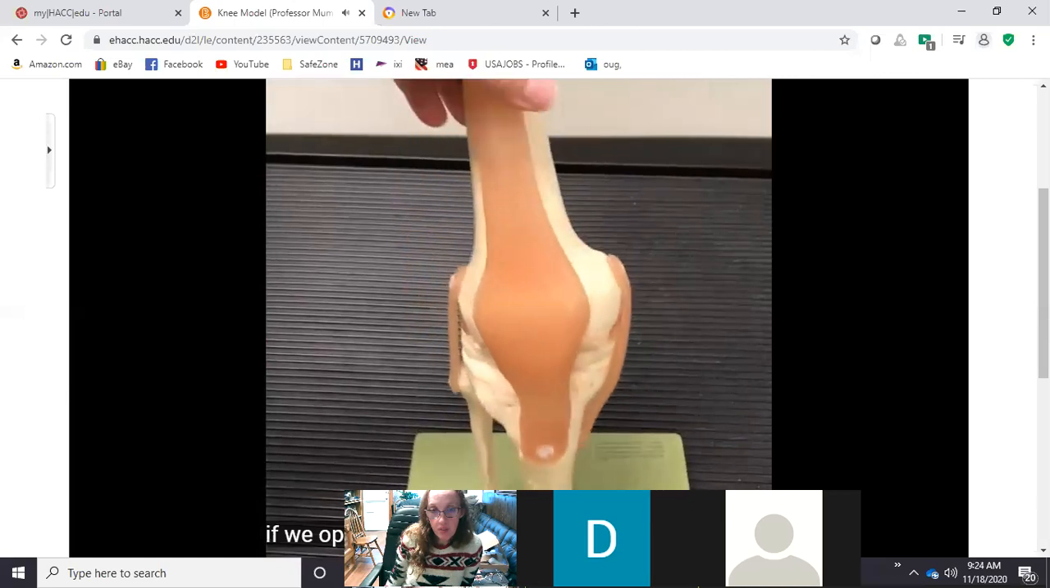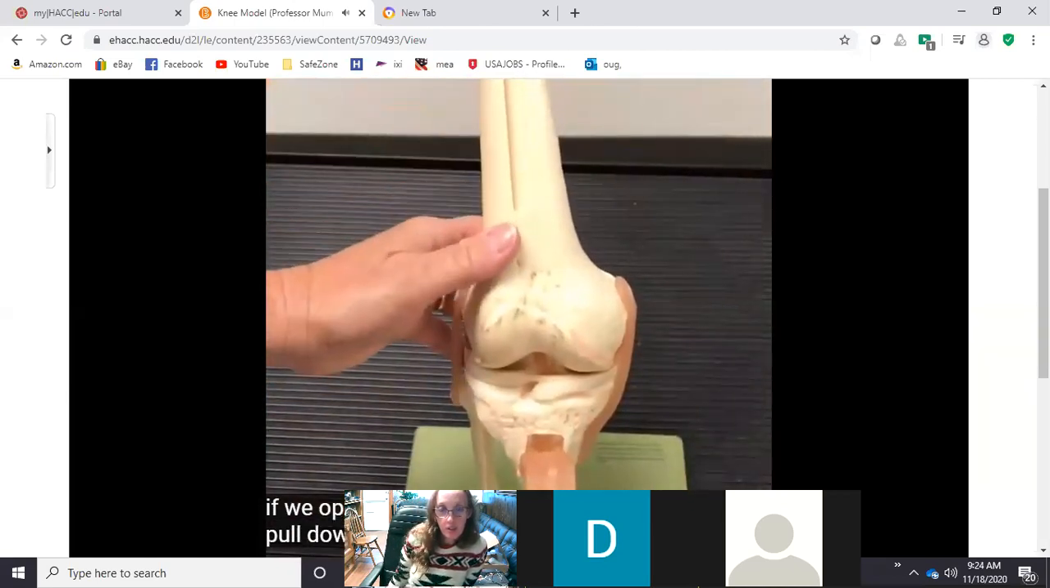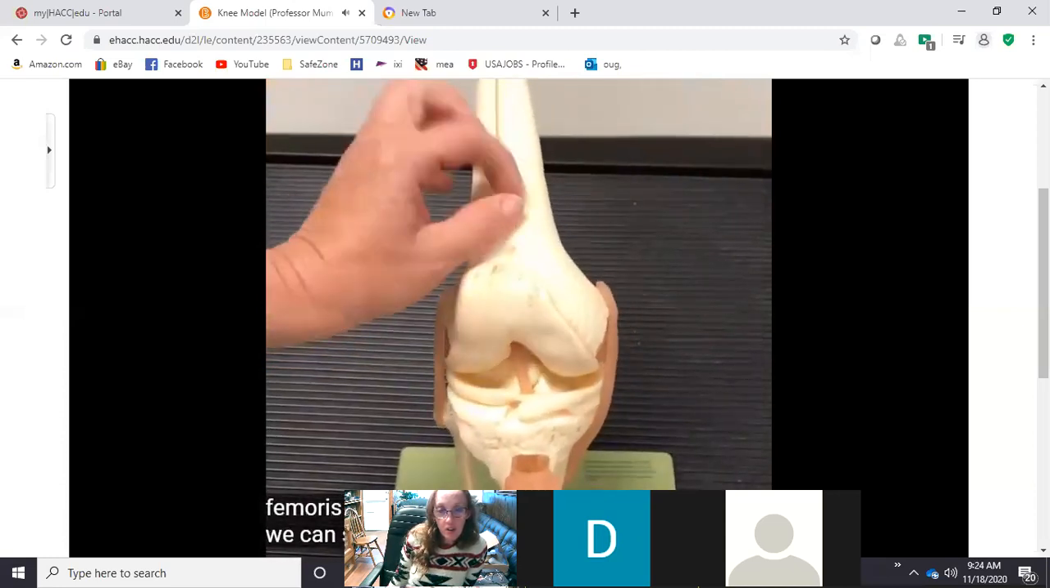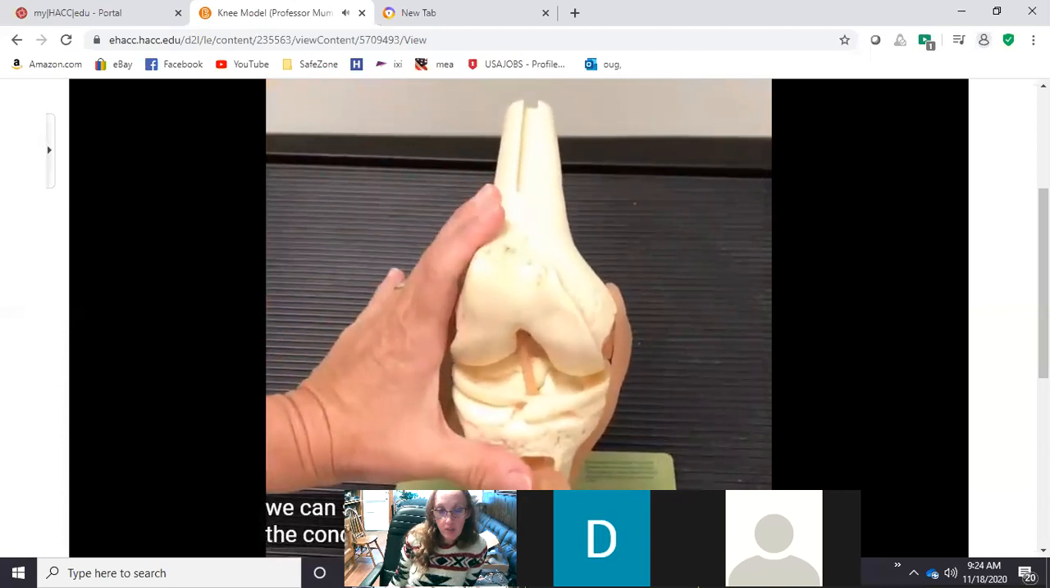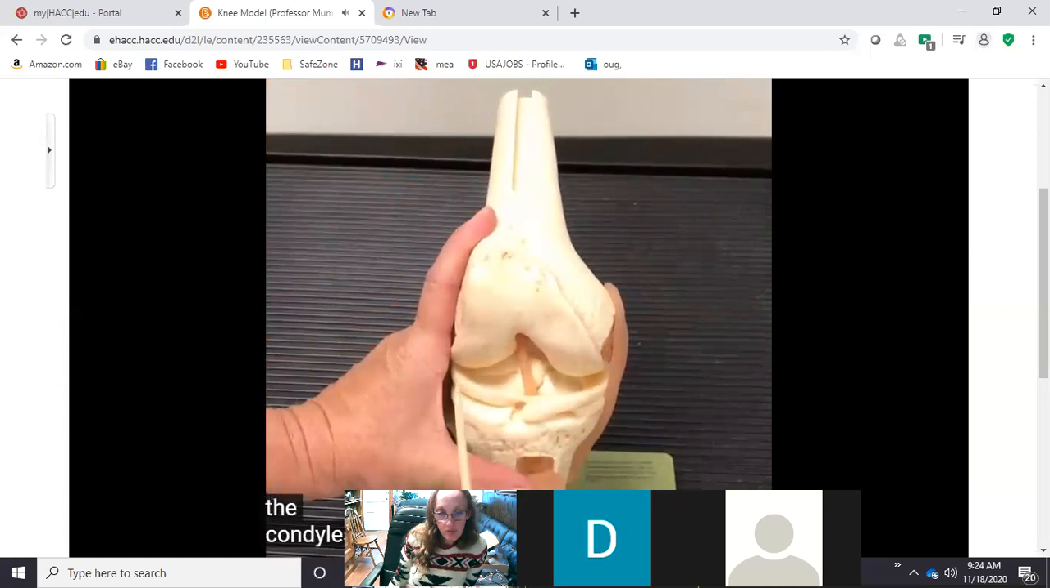If we open up the joint and we pull down the tendon of the quadriceps femoris and we look inside, we can see that sitting on the condyles of the tibia are discs of fibrous connective tissue here and here. These are covering the condyles of the tibia. So we would have the medial meniscus here, and we would have the lateral meniscus here. And these are important because they act to cushion the knee joint.